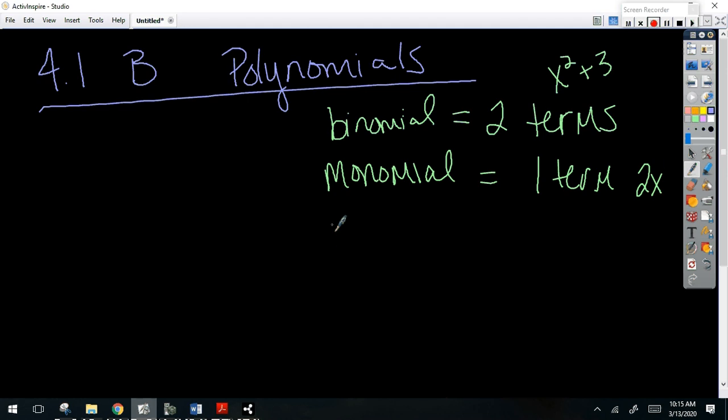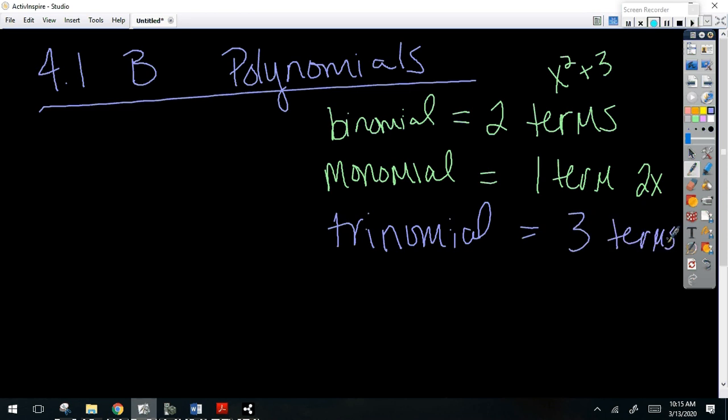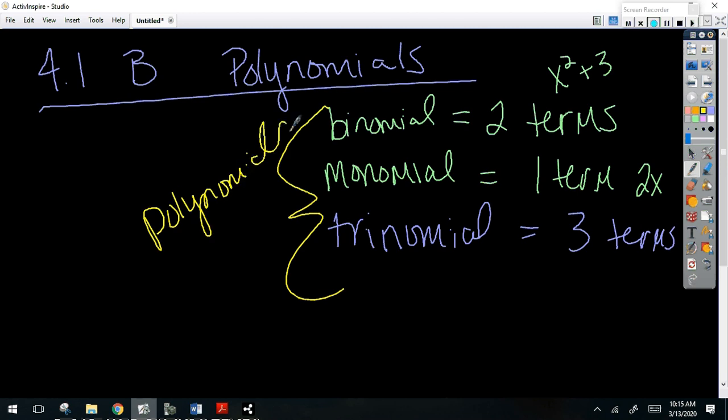Trinomial. Then that would be considered a polynomial, though. So my question is, this is 3 terms. What is a polynomial? Anything above 1? A monomial is not. Polynomial means one or more terms. Poly means many, but by definition, it's a polynomial if it has one or more terms.